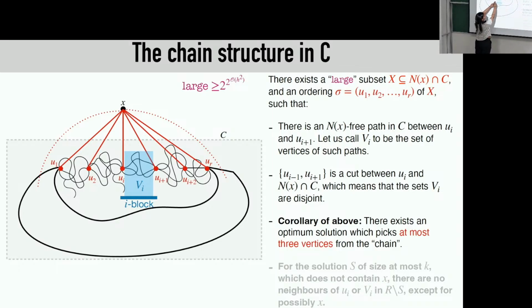If you look at any UI and you look at the red vertices surrounding it, UI minus 1 and UI plus 1, they form a cut between UI and the neighbors of X. So X cannot reach any neighbor of X without passing through UI minus 1 and UI plus 1. So there is this cut-like structure here. There are some vertices that appear on paths between U1 and U2, then some vertices that appear on paths between U2 and U3, and so on. And it looks like this. And the number of these UI vertices is large enough, if I started with a very large set of neighbors of X.